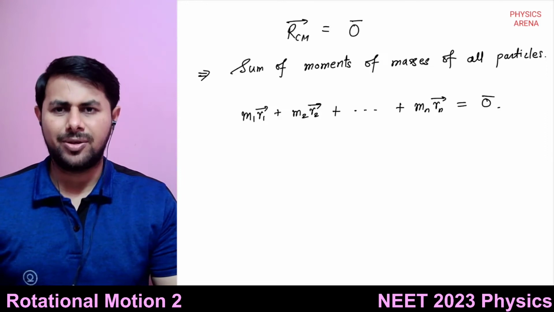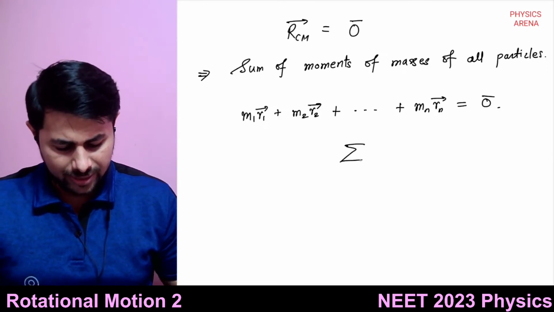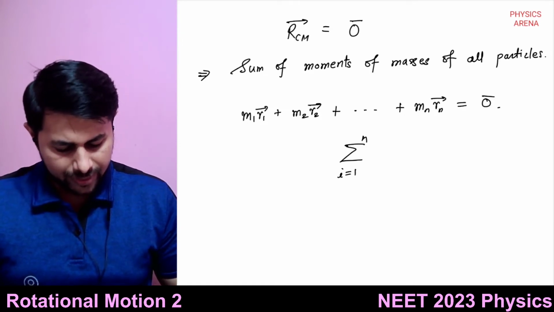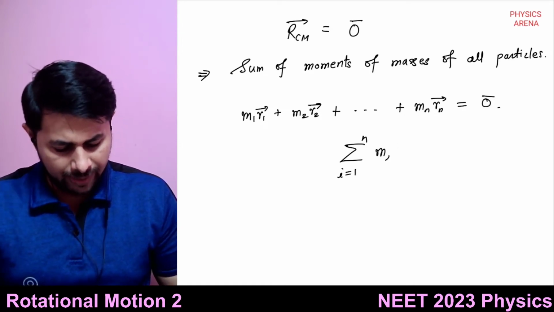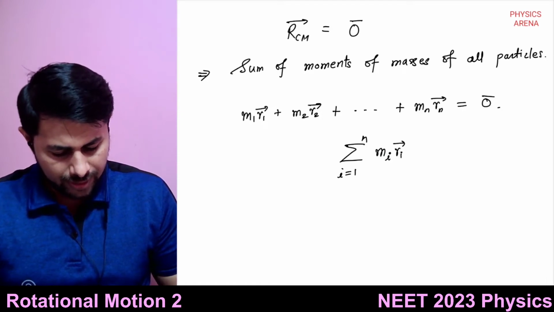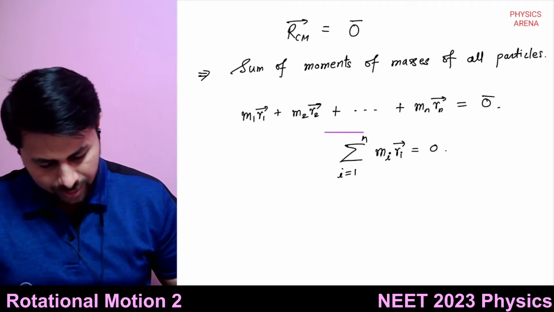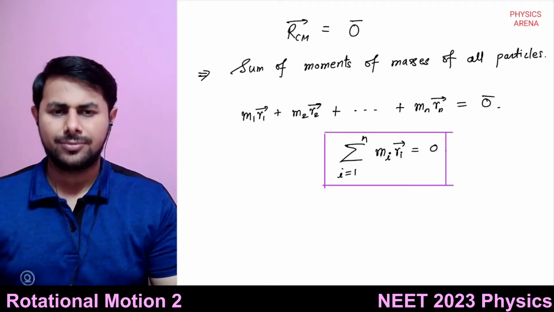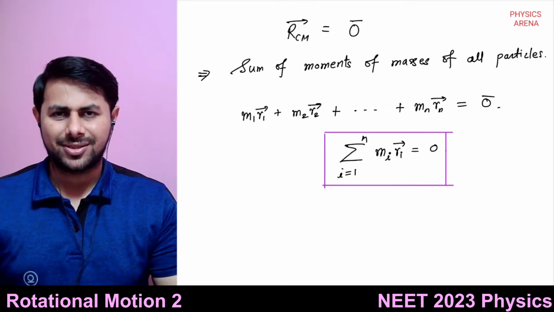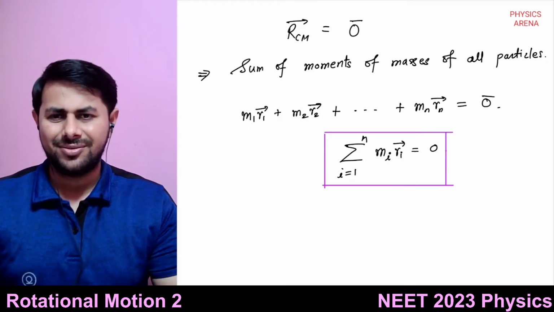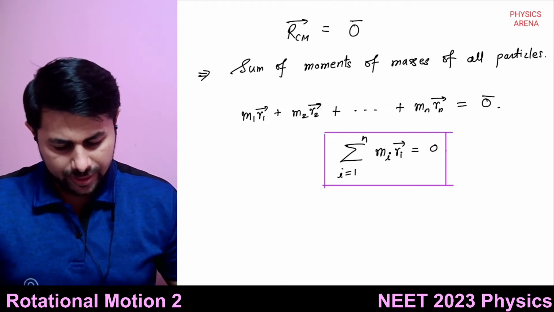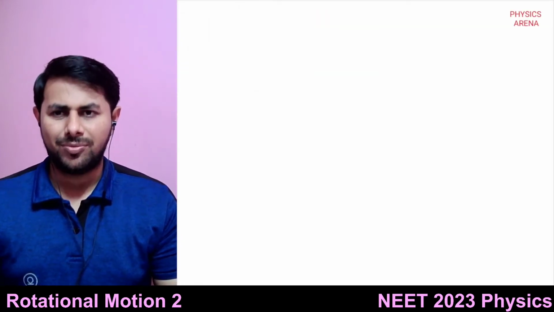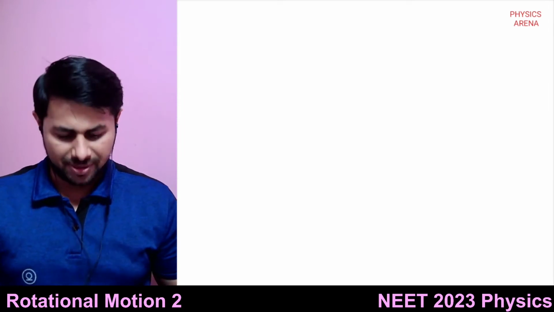Okay, so this is a simple principle, and we can write this in symbolic form. Summation of i goes from 1 to n moments, sorry, m_i r_i bar is equal to 0. So this is the principle of moments, moment of masses. Is it clear? We are going to use this concept in the topic called parallel axis theorem on moment of inertia, that we'll see in the same chapter.